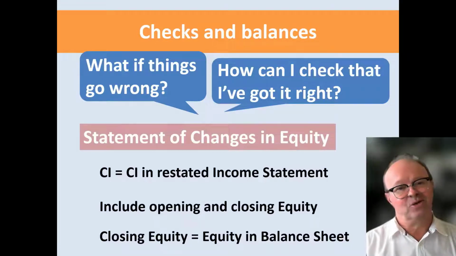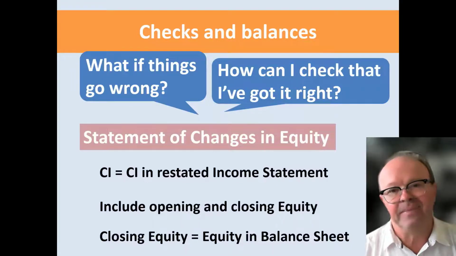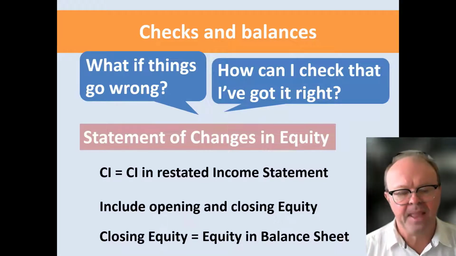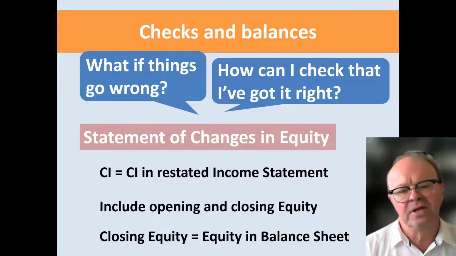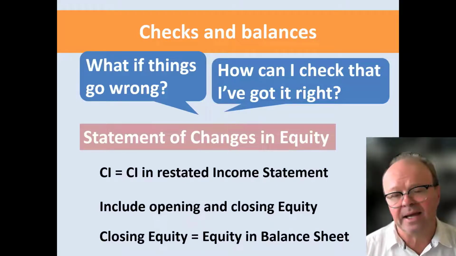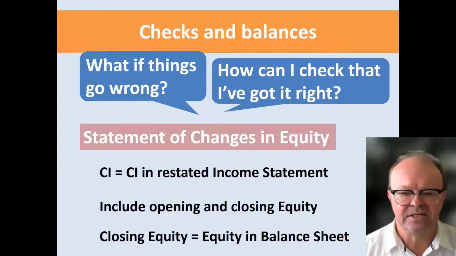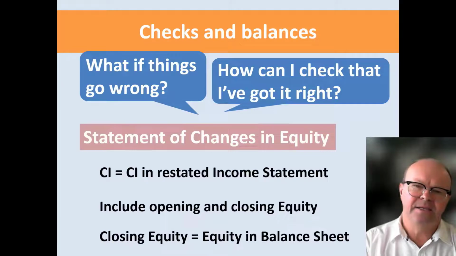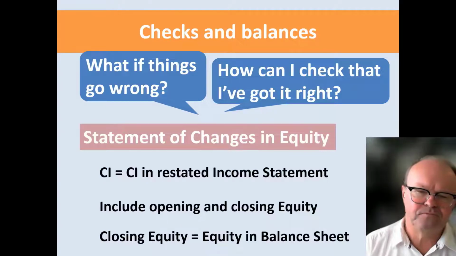If it is, that's looking good. If it's not, you've made an error somewhere. The second check is including the opening and closing equity. Make sure you've included the opening equity each year and your closing equity each year in your restated statement of changes in equity. A certain number of people can leave that out.